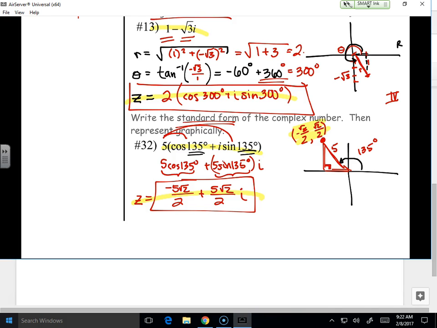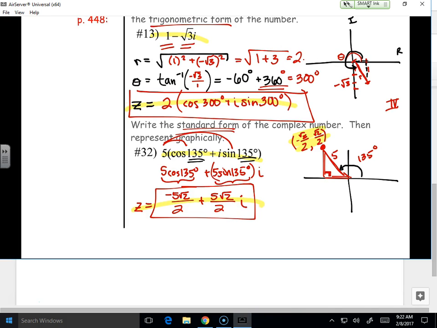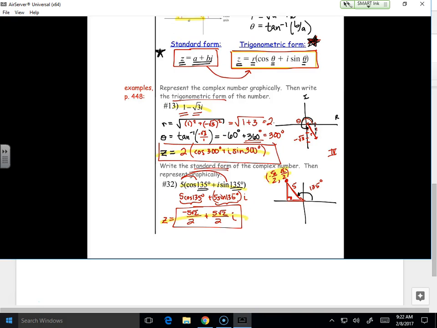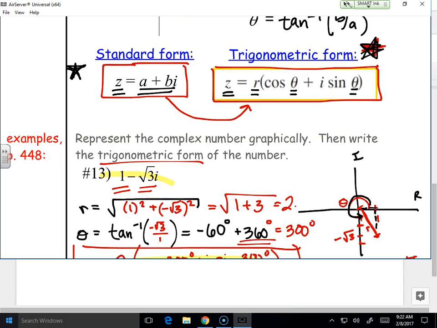I think standard form isn't that bad, just because it's more what you're used to. You're not used to this whole r cosine theta plus I sine theta. And technically, if you get a little bit deeper into complex numbers, there is a shortcut way of writing this. Z equals r, we would say CIS theta. CIS stands for cosine theta plus I sine theta. But we're not going to go into that much depth.